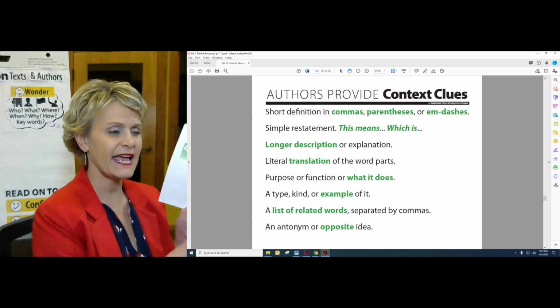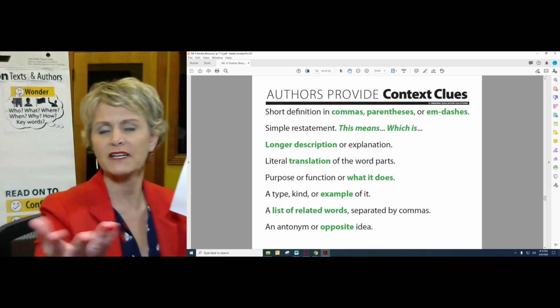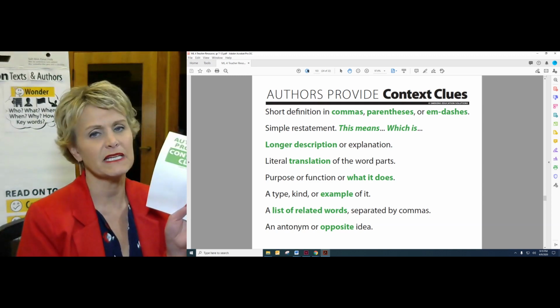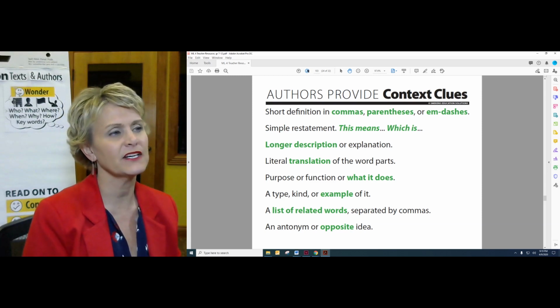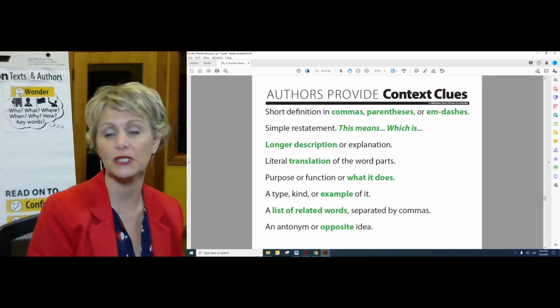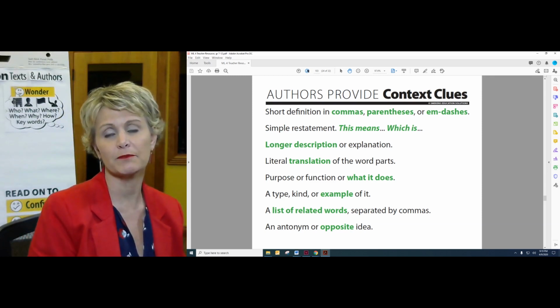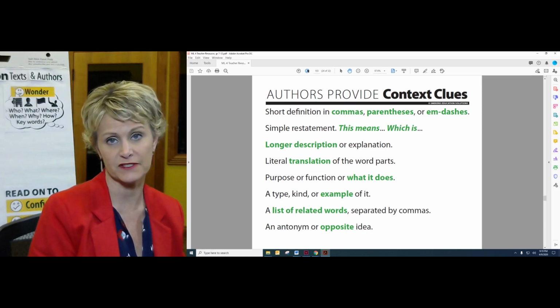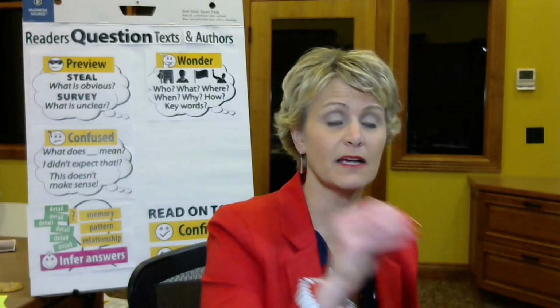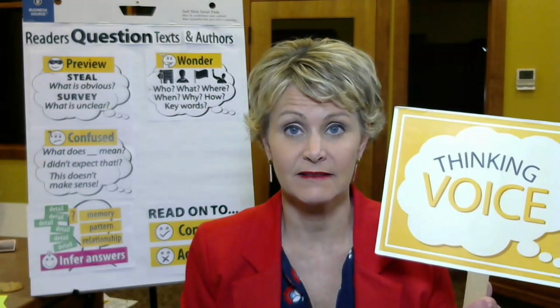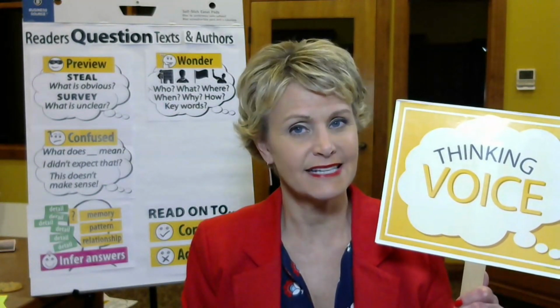Sometimes they say, okay, I'm trying to figure out what filibuster in this sentence means. It says some senators will use very few words to explain their point of view, while others will filibuster. Okay, it never told me what filibuster meant, but it did say that some use very few words, while, however, others filibuster. So I see filibuster, and I know it's the opposite of very few words. See how authors do that?